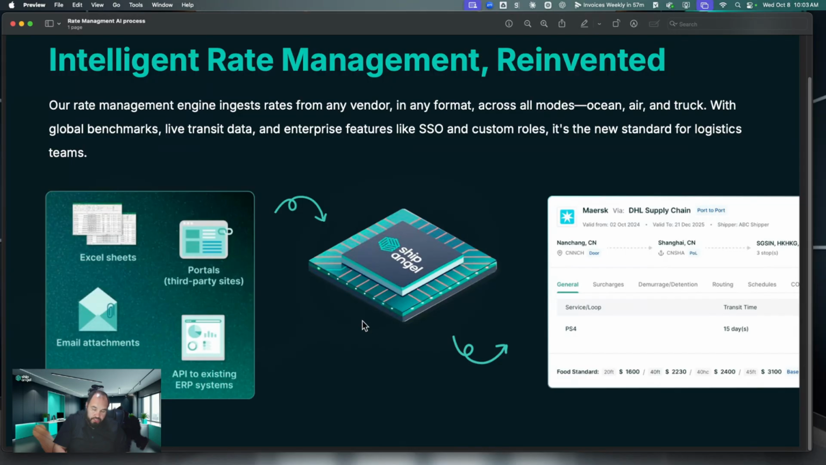And so the rates come in, they go into what we call our AI process. We reformat, re-understand, we translate all of that shipping data into one common language that you're then able to see inside the ShipAngel platform, understand your rates, and also present your rates to the larger team.